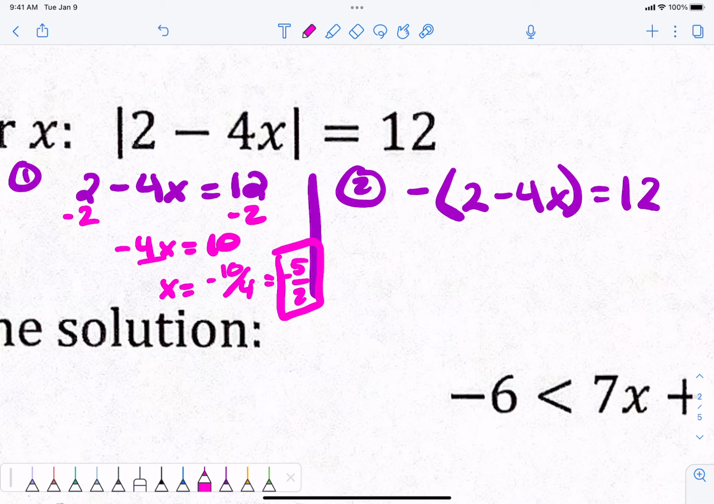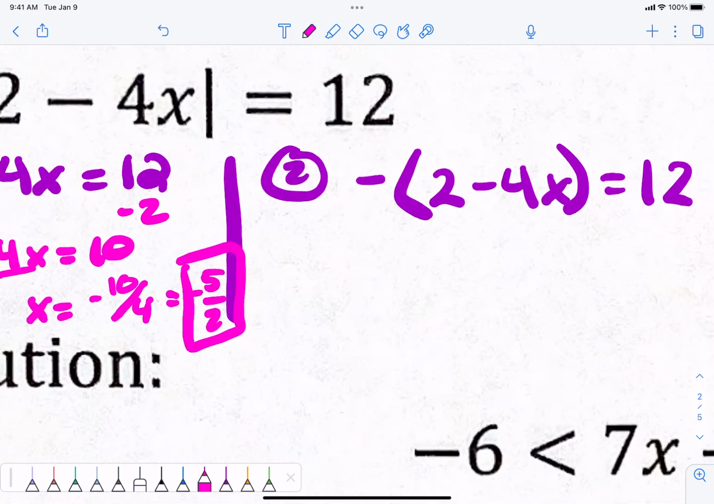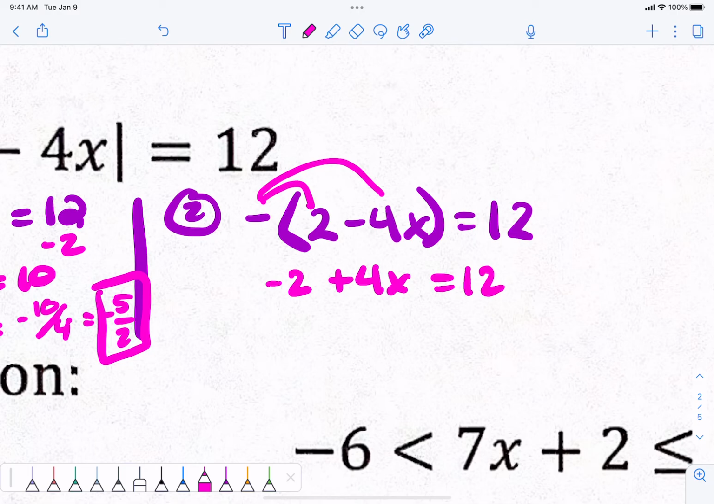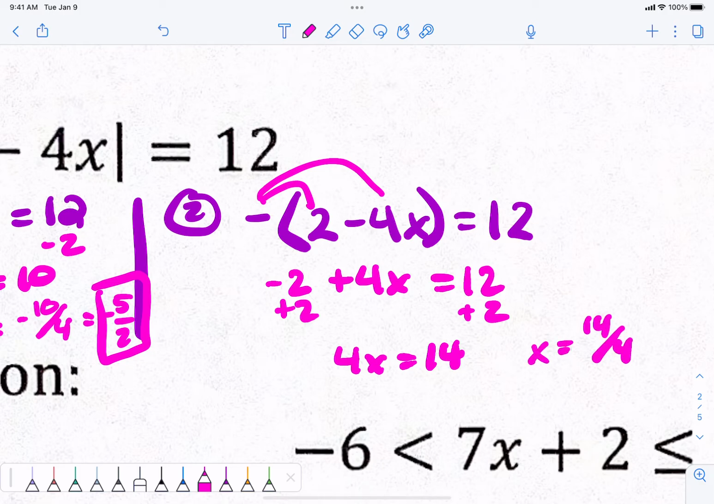Now, do you want to divide by the negative or would you like to distribute the negative? Distribute. I'd rather distribute the negative because then our x will become positive, right? So negative 2 plus 4x equals 12. Add the 2. 4x equals 14. X equals 14 over 4 or 7 over 2.